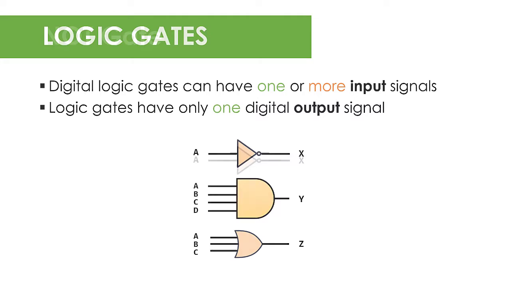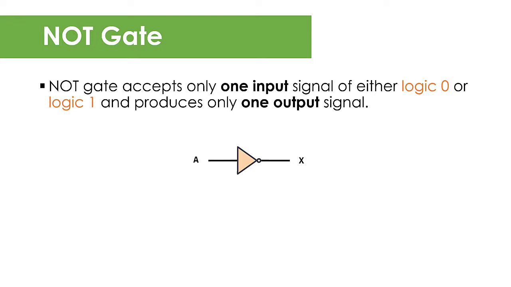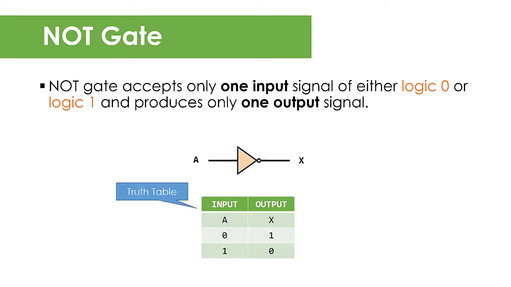The most basic of all the logic gates is the NOT gate. NOT gate accepts only one input signal of either logic 0 or logic 1 represented by this variable A and produces only one output signal X, which is the complement of the input signal A. That is, when the input signal is at logic 0, then the output signal is at logic 1. And when the input signal is at logic 1, the output signal is logic 0. This table is what we call the truth table, as it shows all the possible input combinations of the given logic gate or circuit with its corresponding output depending on the input condition.